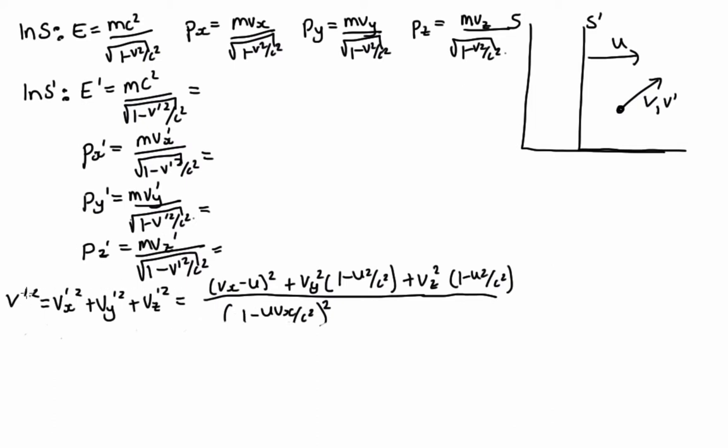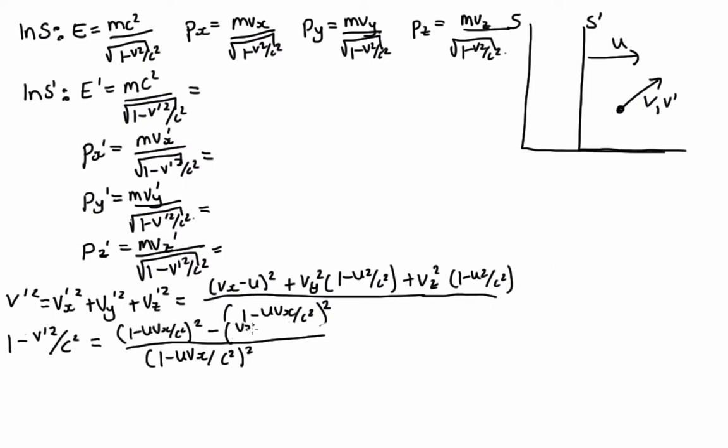Okay, so to substitute this into here, we're going to need an expression for 1 minus V prime squared over C squared. So we need to do 1 minus this and then divide this thing by C squared. Let's give it a common denominator. So let's put this (1 minus UVx on C squared) squared term down the bottom. And then to get this 1, we'll have (1 minus UVx on C squared) squared. And then we need to minus this V prime squared and divide it by C squared in the process.